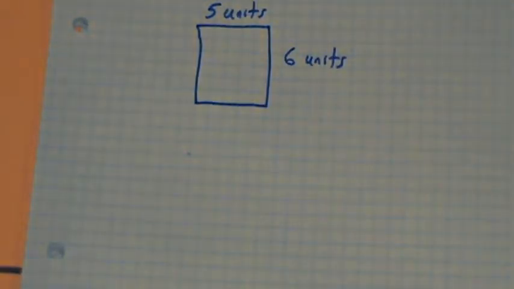5 and 6. Right now, we're just concerned with finding the area, okay? We're not going to worry about the perimeter. We're just concerned about the area. Are we ready? We could go like this to figure out the area. This is kind of silly.